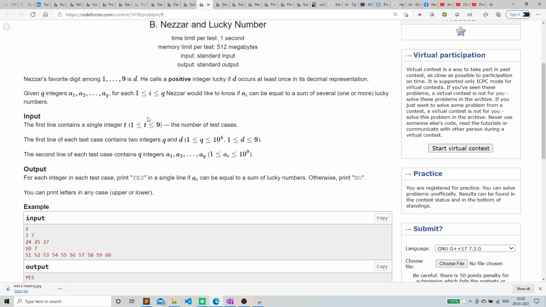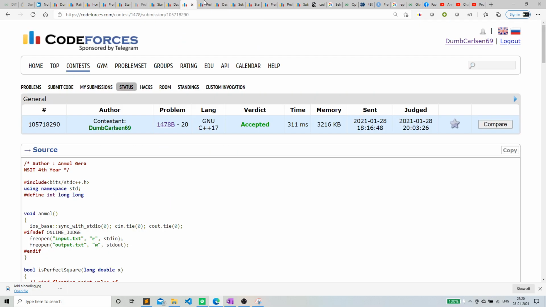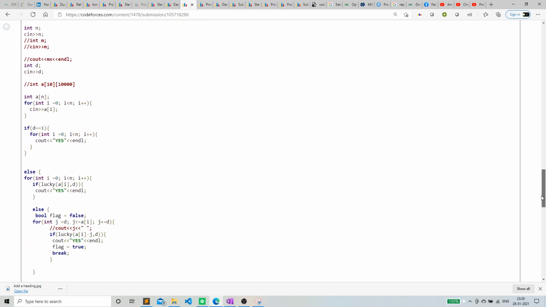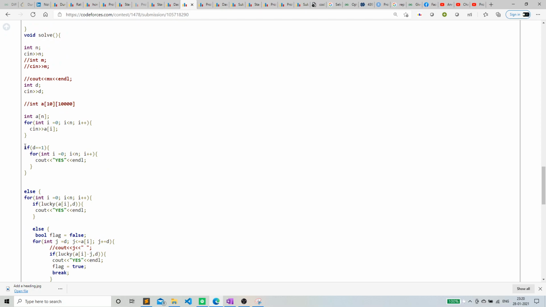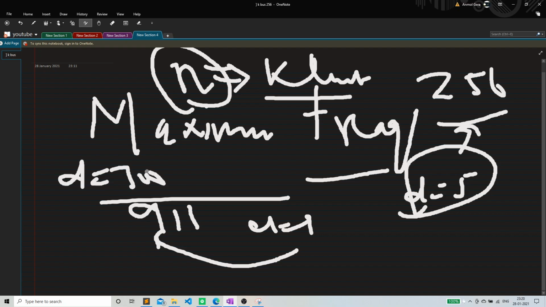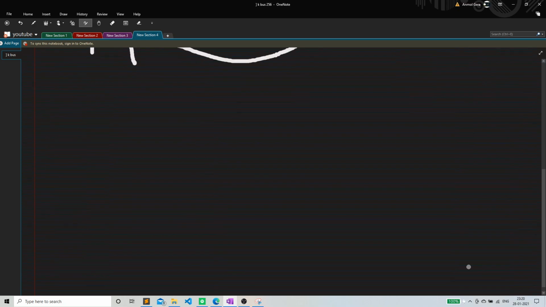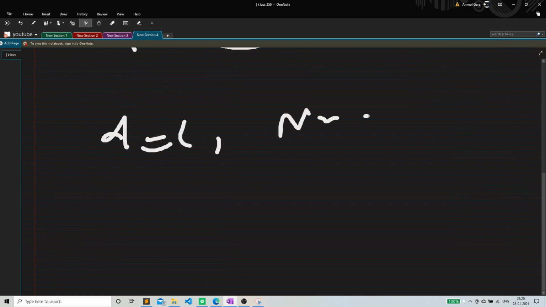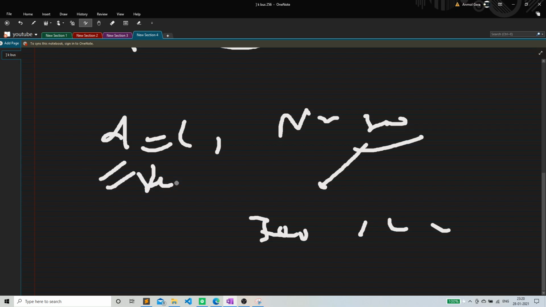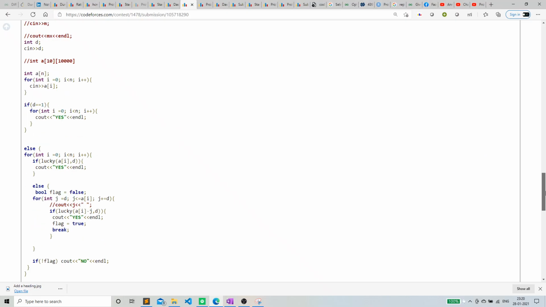Now let's discuss the brute force solution for this. If d is equal to 1, we can always distribute. Let's suppose the number is 300, then I can always distribute 300 into 300 times 1. So d equal to 1 is always yes. That's the first condition.